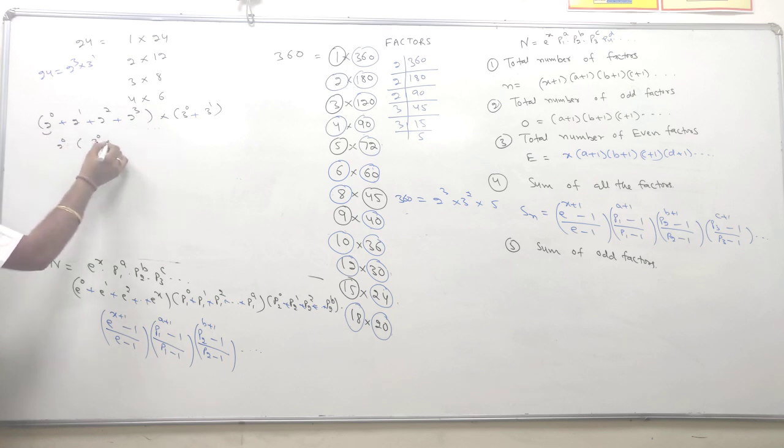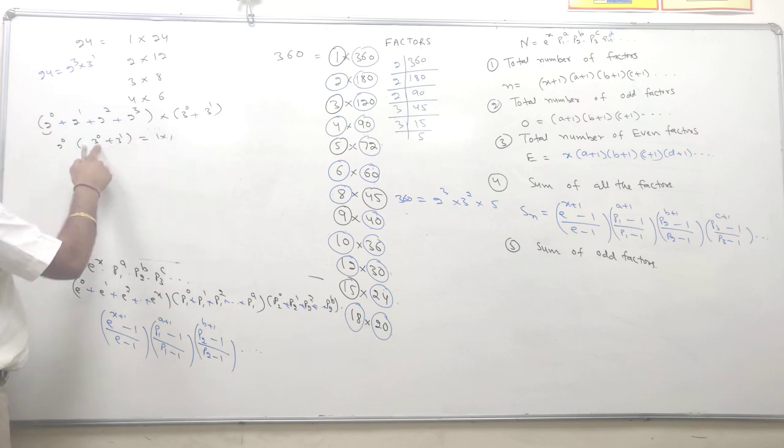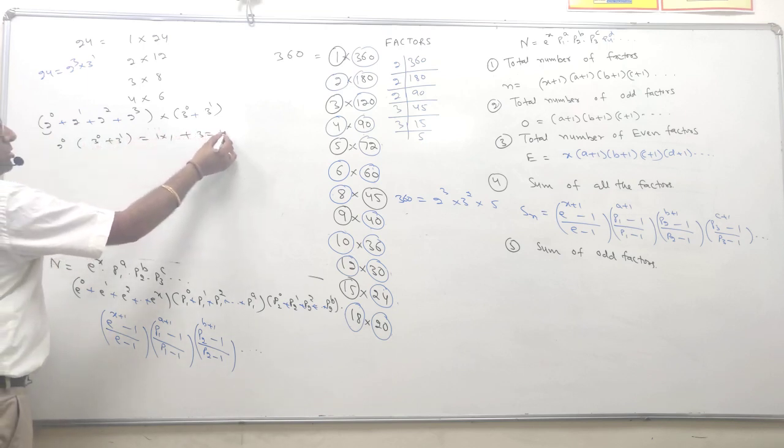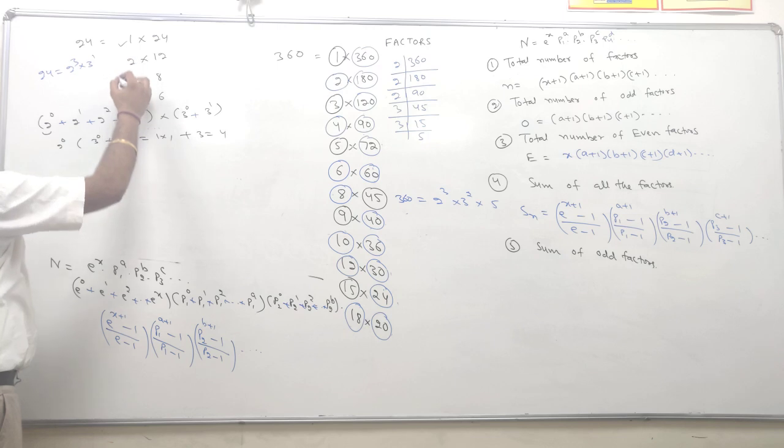Another term will be 3 raised to power 0 plus 3 raised to power 1. That is 1 into 1, this is 1, and plus 1 into 3. So the total sum of odd factors is 4. You can see here 1 plus 3, that is 4.